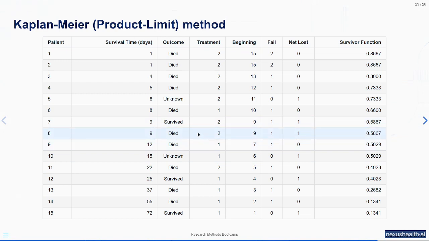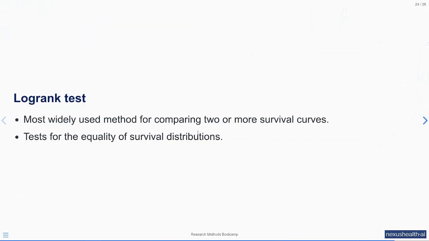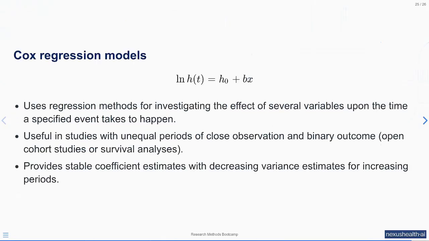So the log rank test is the most widely used method for comparing 2 or more survival curves, and it tests for the equality of survival distributions. The Cox regression model is given to us in this form. You can see again it takes the same form as our regression equation. So you have here h0 plus BX. However, the outcome here is what is known as the log of the hazard. This is the hazard function, and this is the natural logarithm.